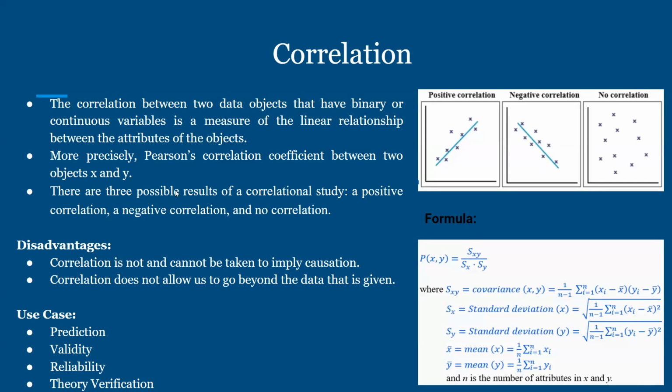Coming to validity, concurrent validity is the correlation between a new measure and an established measure. Reliability has two types: one is test-retest reliability, in which the measures are consistent, and the other is inter-rater reliability, where the observers are consistent. The final one is theory verification, that is the predictive validity. This concludes the comparison of the different similarity measures that I have chosen.